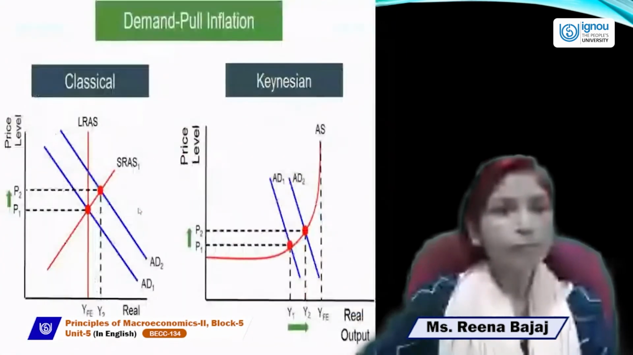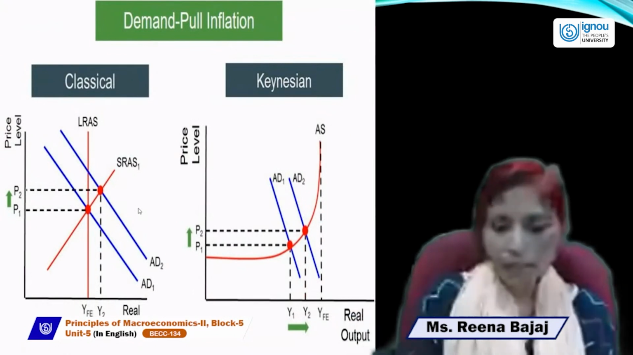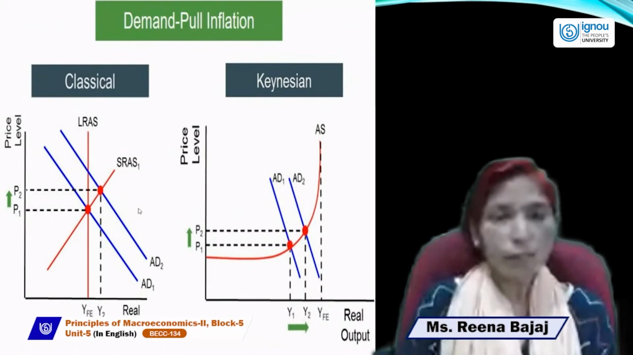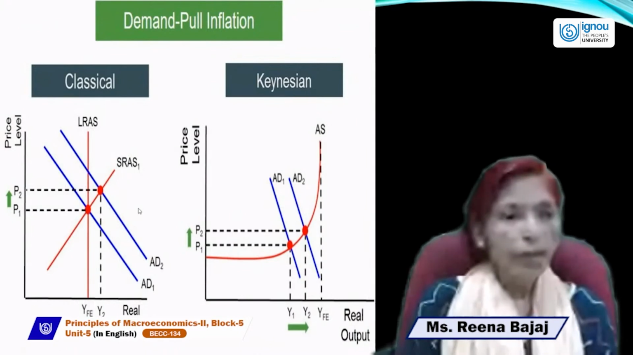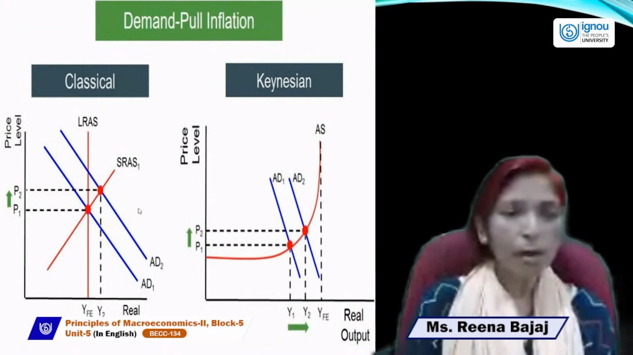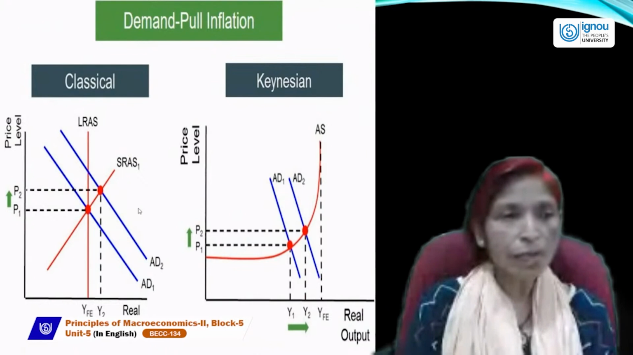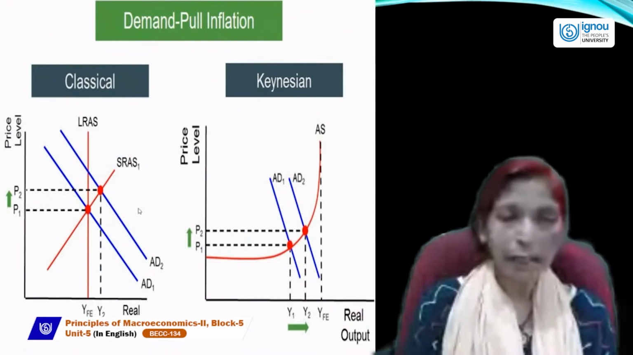Next is demand pull inflation according to classical and Keynesian. We can explain this demand pull inflation, or we can show different types of diagram according to the classical approach and according to the Keynesian approach. According to the classical approach, the long run aggregate supply curve is always vertical, which shows that at the level of full employment, output will not increase, income level will not change, employment will not change because full employment is already achieved. So the LRAS curve is vertical.